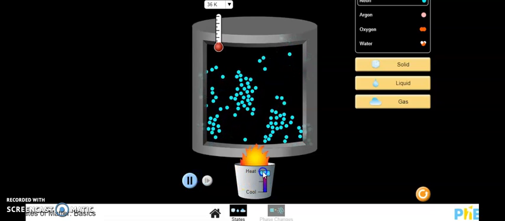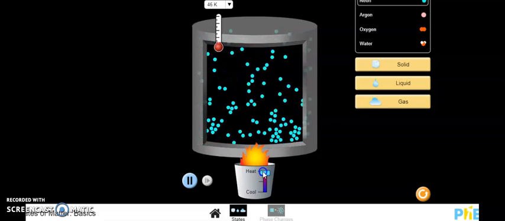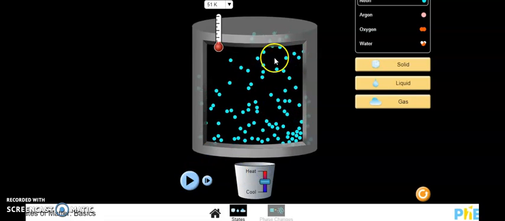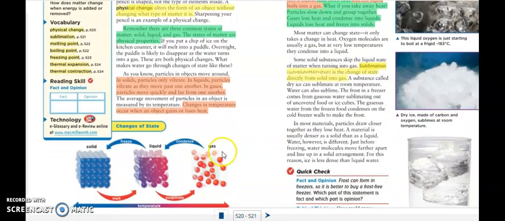So if we add more heat, the liquid boils and becomes what? Gas, for example. So you can see how the particles spread out here, the same as this picture here, as you see in this picture. So when we add temperature, or when we add heat, the change of state occurs.